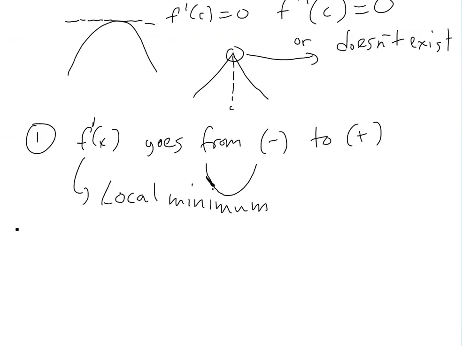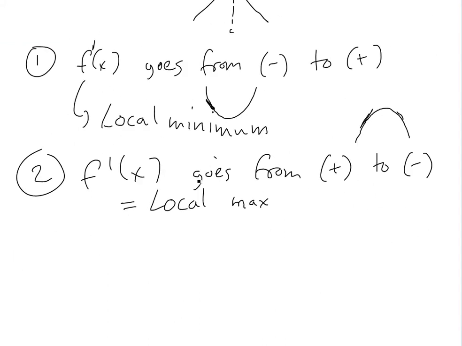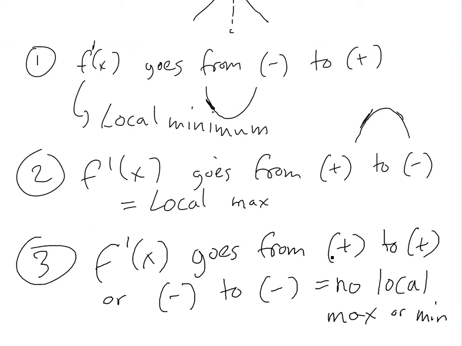The second statement is basically, if f prime of x goes from positive to negative, then you get a local max here. This would be positive like this, and it goes negative here. And the third one is, if it changes from negative to negative or positive to positive, you don't have a local max or min. You get neither of those.